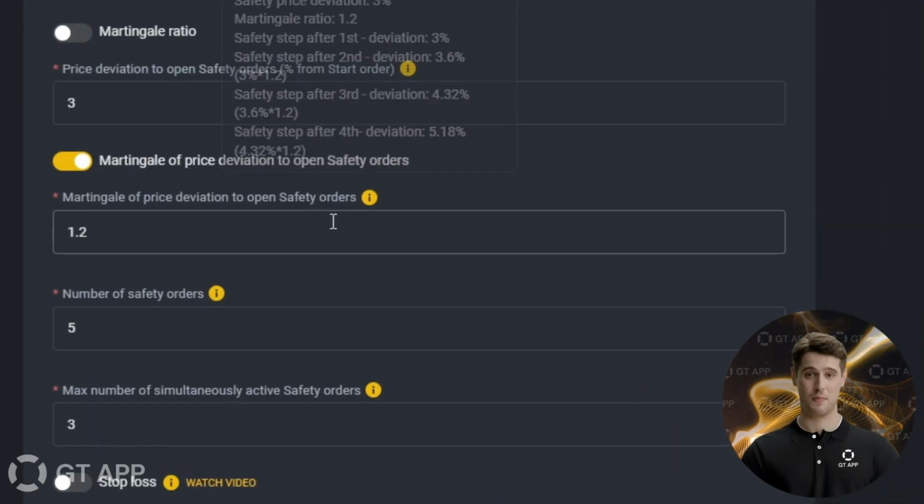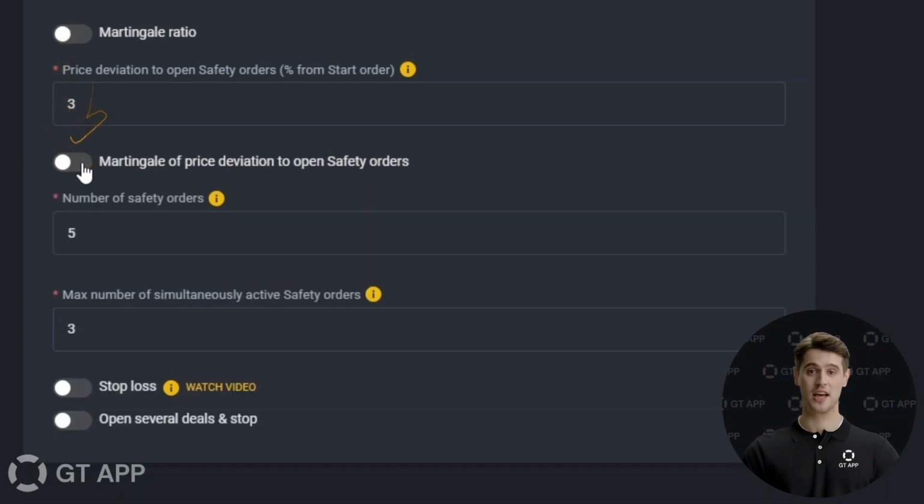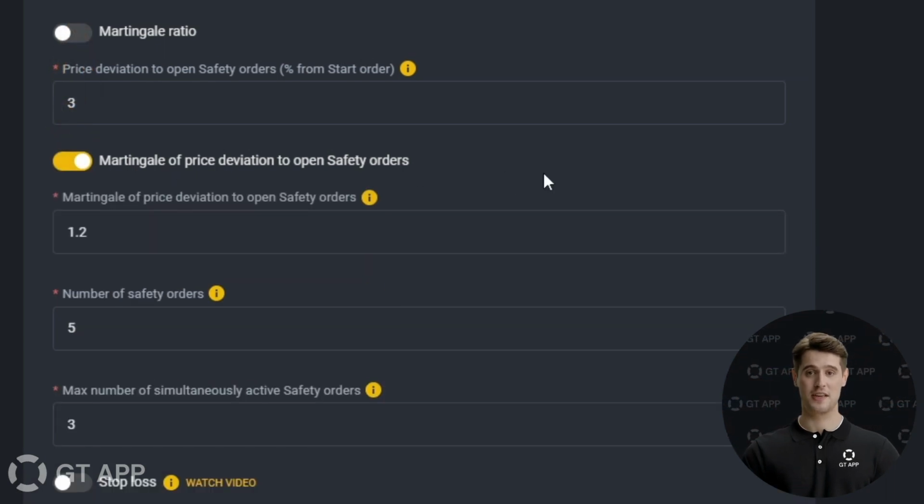This function proves particularly useful during moments of sharp and significant price growth or decline. Naturally, whether to use this function or not is entirely your decision.